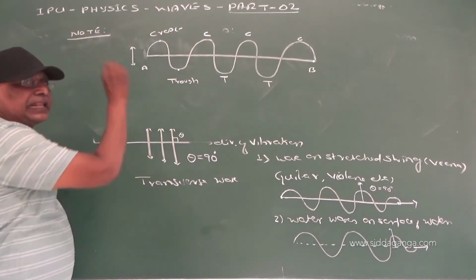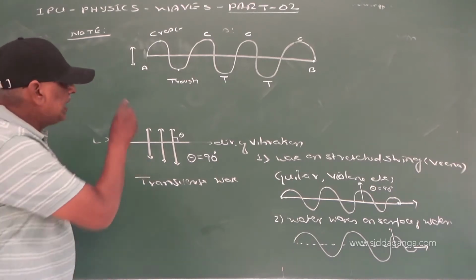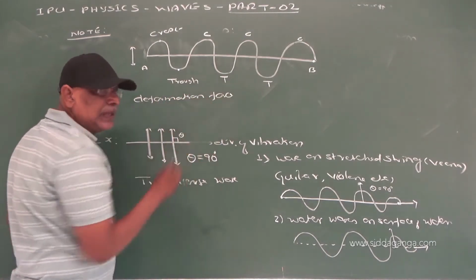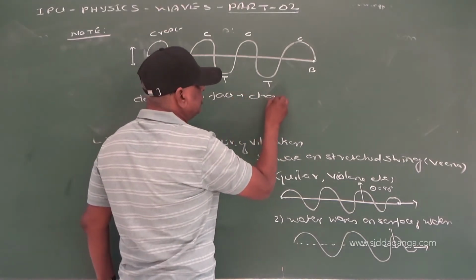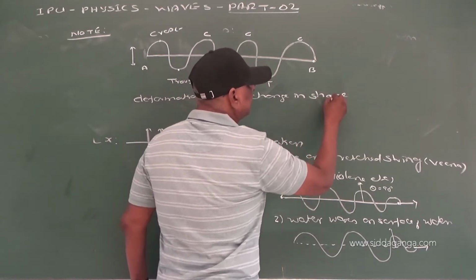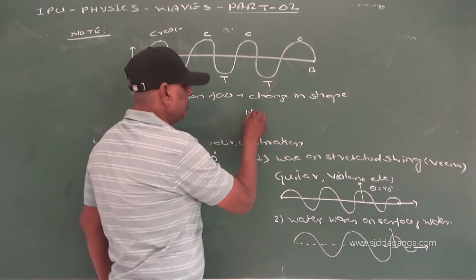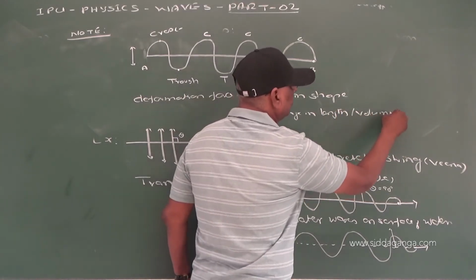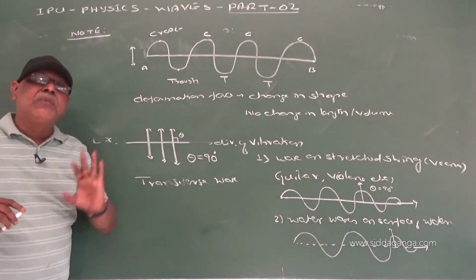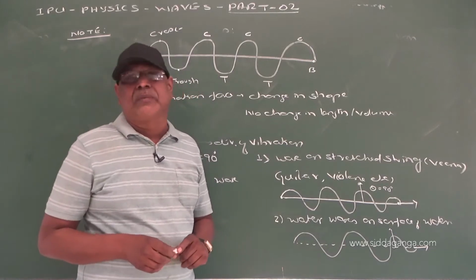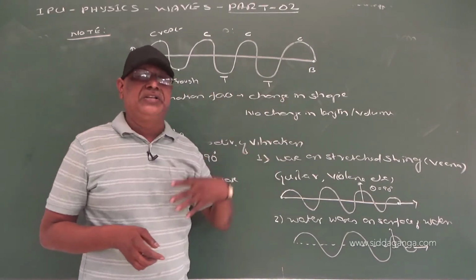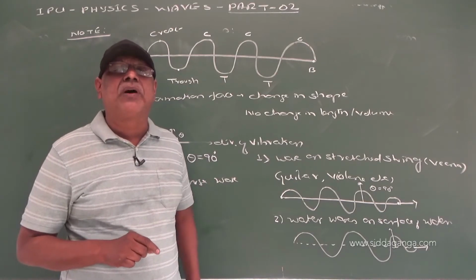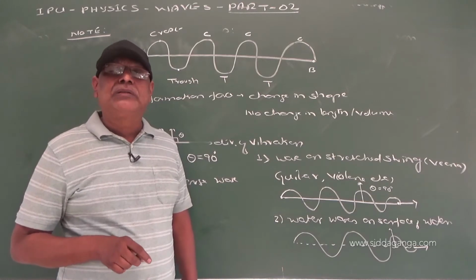Here it is clear what changes have taken place when I applied deformation force. The deformation force causes change in shape. That means no change in length or volume of the string. Only the shape changes when the force is applied. In order to retain its straight shape AB, the particles begin to vibrate, producing disturbance, and that disturbance moves from point A to point B, carrying both energy and momentum.